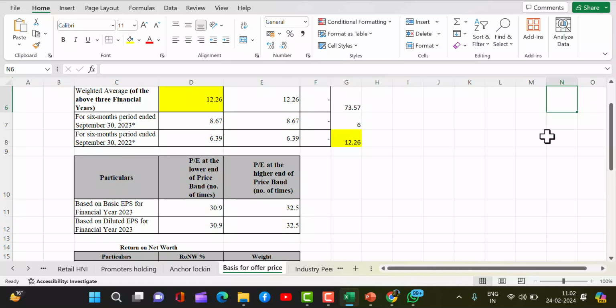So this company would be trading at a P ratio between 30 to 32 after the issue comes and it is listed on the stock exchange. How do we get it? By taking the price band divided by the earning per share. So this company would be, even post issue, trading at this P ratio. Okay. But then we see how the industry is trading today. Okay, how the other people who are in the market are trading.